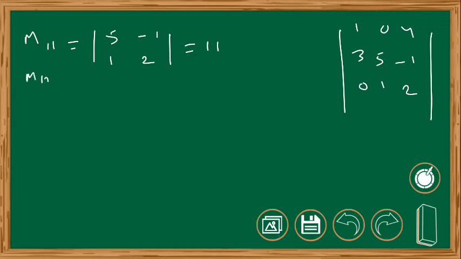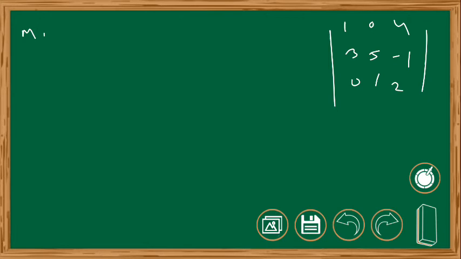Then M12: you remove the row and column containing the element 0. If I remove this one, this will be 3, this will be minus 1, this will be 0 and this will be 2. Let me try it once again, there was some technical problem. So 1 0 4, 3 5 minus 1 and 0 1 2. This is our original one.